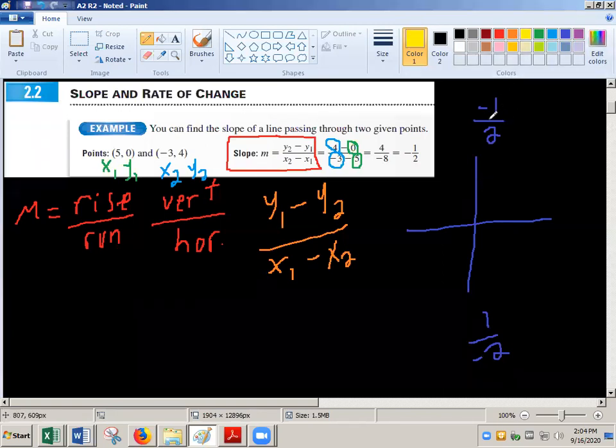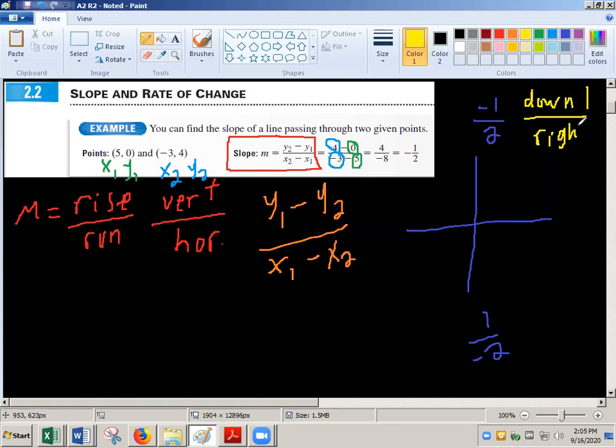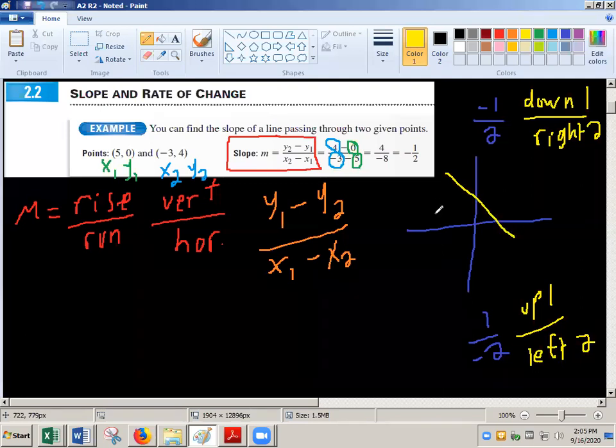So what the actual translation of this is, I'm going to go down 1, and I'm going to go right 2. If I look at this one, I'm going to go up 1, and I'm going to go left 2. So when I'm looking at this, no matter where I am, so this can end up looking like this, or like this, or like this, right? I'm not sure what the y-intercept is, but it's always going to be the same. I'm going to be going up and to the left or down and to the right.